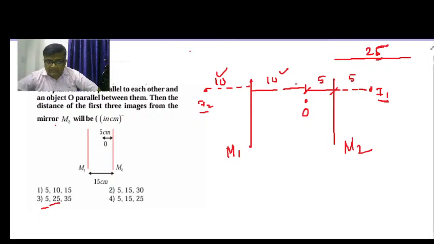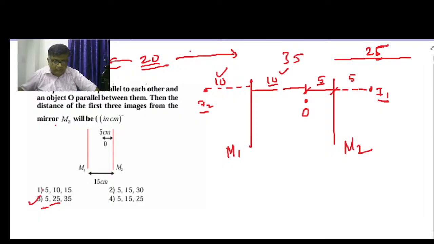I1 is formed at 5 plus 10, 15, 20. This is formed this side, 20. 20 from here actually. This is 20. 20 plus 10 plus 5, 35. So option 3 would be the correct one, because it is asking from M2.